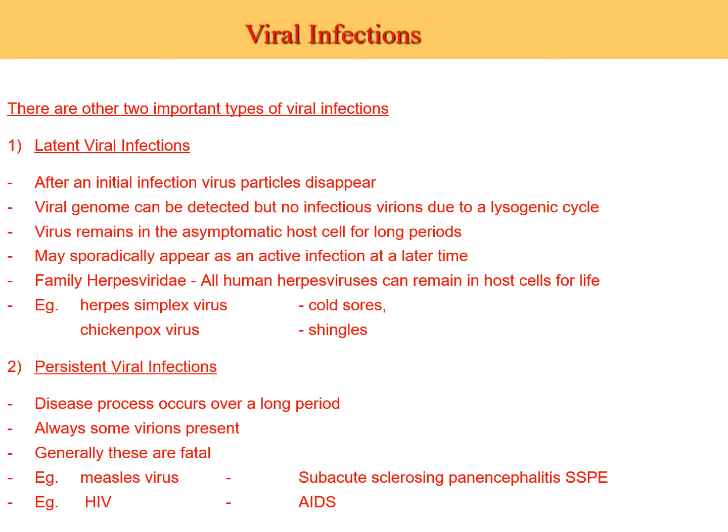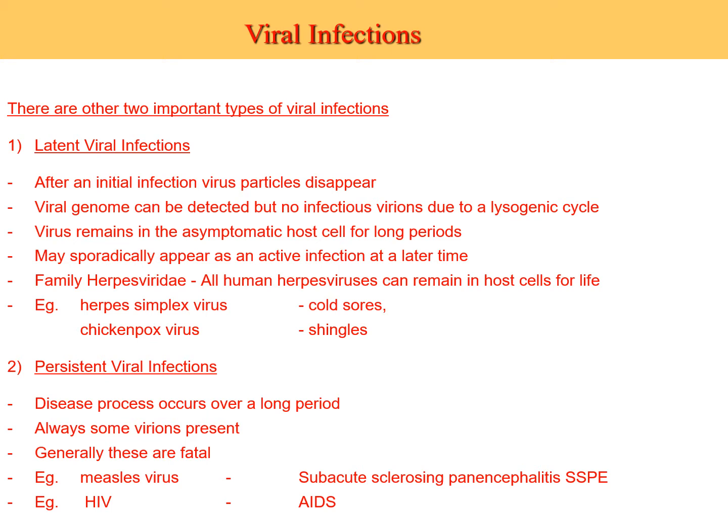In latent viral infection, there is the initial infection and there are virions or infectious virus particles, but then they disappear. However, the viral genome is still present and can be detected in cells. This is a kind of lysogenic cycle, which we learned about earlier. There are no infectious virions, but the genome is there, and the virus genome remains in the asymptomatic host, and it can stay there for very long periods of time. However, it can sporadically and multiple times recurrently appear as an active infection at some later time point.